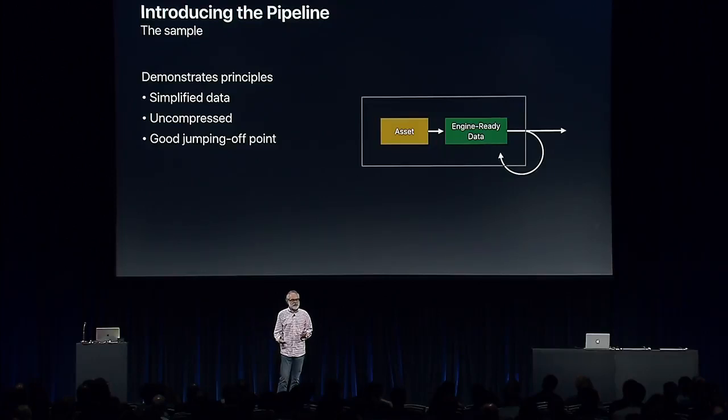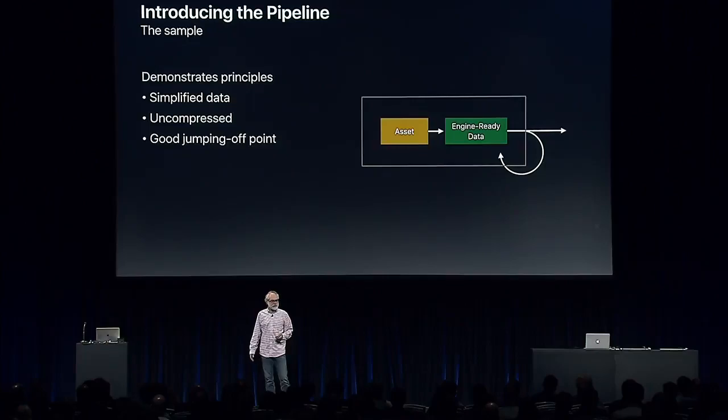So in this sample, it's a very simple one. It doesn't go into a whole lot of best practices, but it does give you a simplified data format that's really easy to understand, so that you can match what we're talking about versus what you see in the code. There's no compression because you don't want to obscure anything about what's going on. This is intended to be a jumping off point for you to start to build your own pipeline tools and elaborate them to match your own engines and data formats.